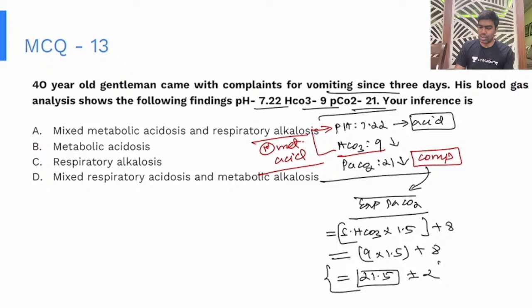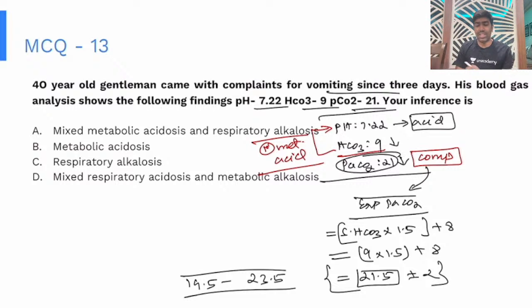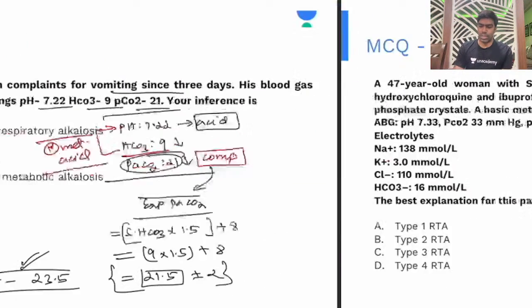So the range is going to be, because plus or minus 2 we always give as a correction factor, somewhere around 19.5 to 23.5. That's the range. And of course the patient's PaCO2 is within the expected range. So within the expected range of PaCO2, the right answer is metabolic acidosis only. The patient is not having any additional disorder because the PaCO2 is within the expected range. So it's a simple, straightforward metabolic acidosis, and the right answer for this question is going to be option B.